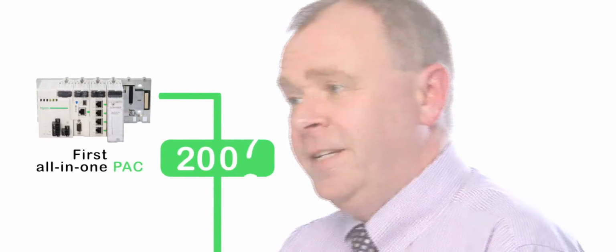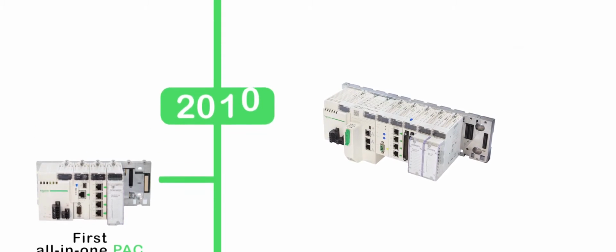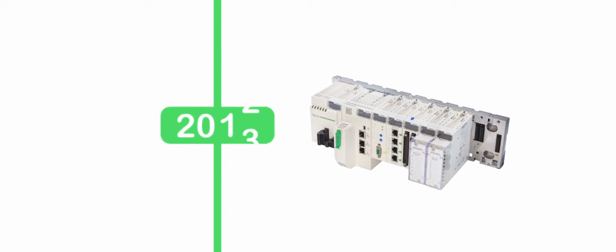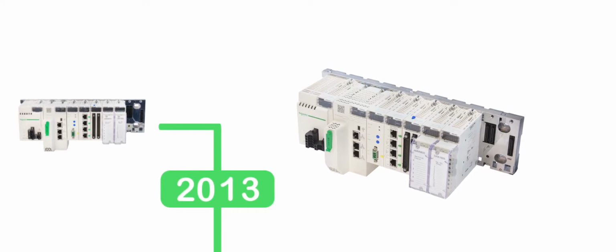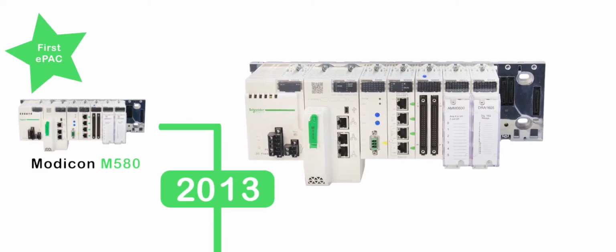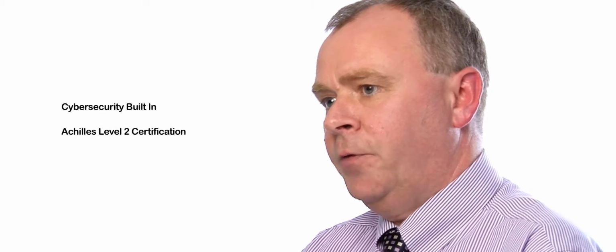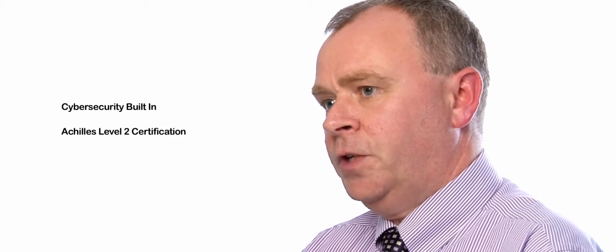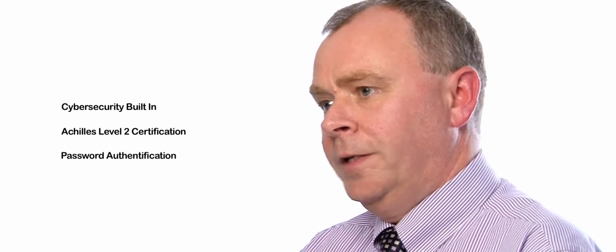And in 2013, we've seen the introduction of the ePAC. The E stands very importantly for an Ethernet backplane, and that does deliver significant customer benefit to industrial automation solutions. Some of the benefits that the ePAC brings to market over and above what we've seen with PLCs and PACs in the past. The ePAC, the Modicon M580, has cybersecurity built in. It has a certification, Achilles Level 2, which means it's hardened and robust to the risk of cyber attack. Various features and functions built in, such as password authentication.